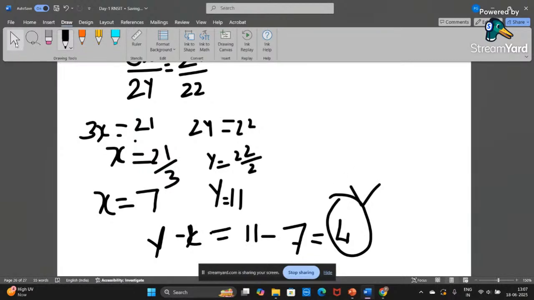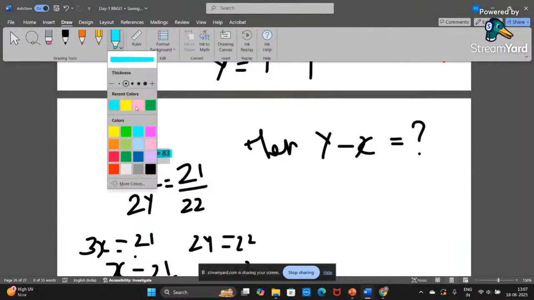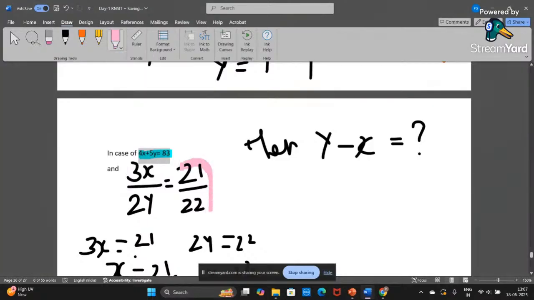See here, just to make you confused, they have given this line. Just to make you confused, that's all. So only with this we can find the y minus x value. 4x plus 5x is equal to 83. Just to make you confused, they have given that value.